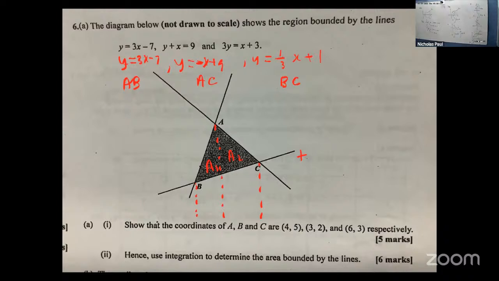Some of you are not simplifying A, B, and B, C before integrating. Simplifying first is going to be easier. Why is it 3x minus 7 for AB? Because AB, the gradient is 3, because I equated y equals mx plus c. And the next one has a smaller gradient. Yeah, that makes sense.